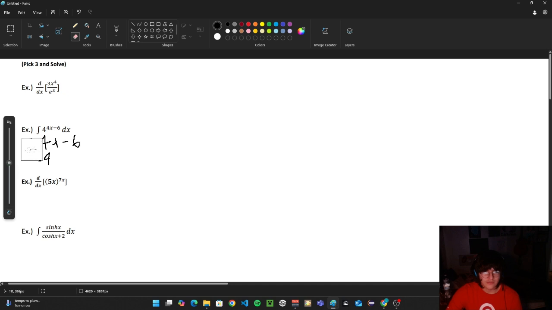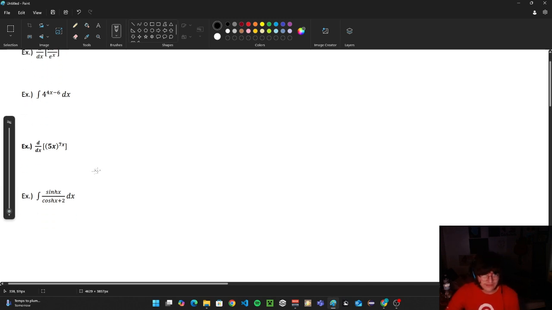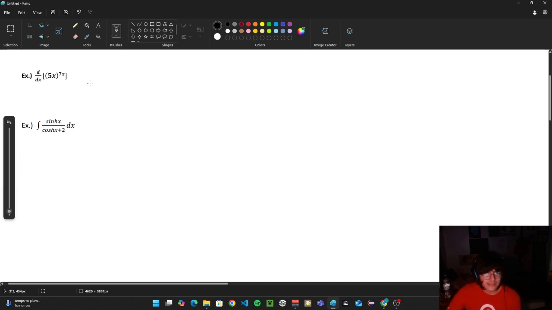Okay, for the last problem, I think of turning this into an e to the power of natural log. So that would be e to the power of natural log of 5x times 7x. So now we have to find the derivative of the natural log of 5x times 7x.